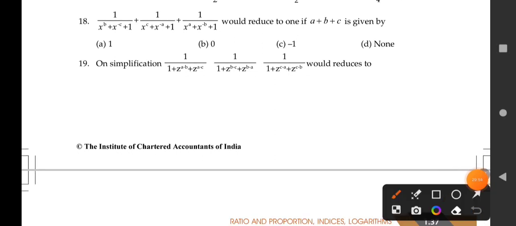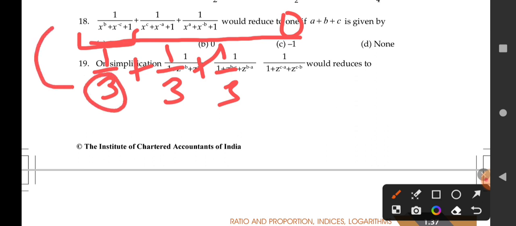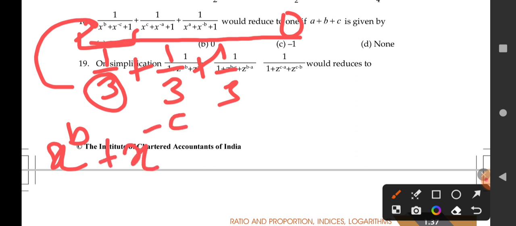It is very simple. Again, question number 18. You can solve this question very easily. You have to just pay attention and not just keep on expanding the equations. Pay attention. The whole equation is reduced to 1. So if there are three terms which are reduced to 1, we can write the first term as 1 by 3 plus 1 by 3 plus 1 by 3. Okay. So now this denominator becomes equal to 3. So x power b plus x power minus c plus 1 equals 3.